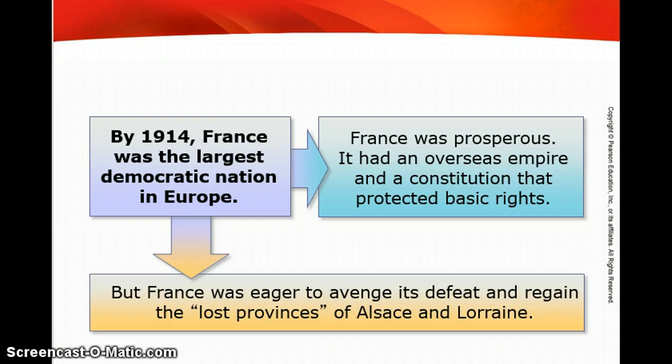It was prosperous, had an overseas empire, which we will see in imperialism, when we talk about Africa. It had a constitution that protected basic rights. But France was eager to avenge its defeat in the Franco-Prussian War and regain the lost provinces of Alsace and Lorraine. And we will see that when we get to 1914 and World War I.